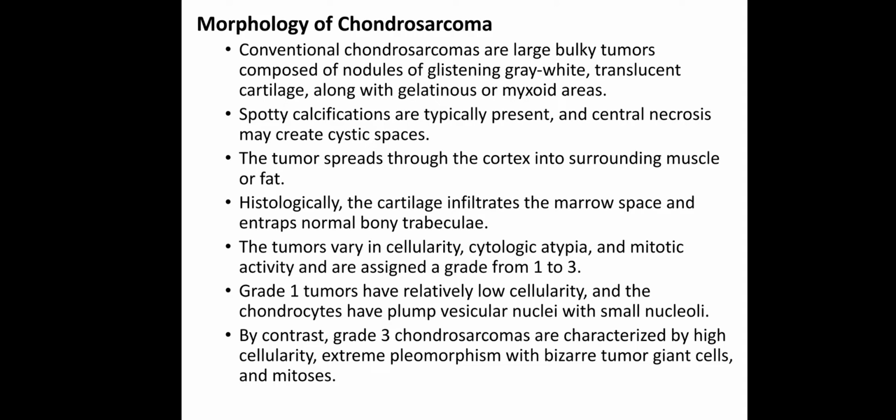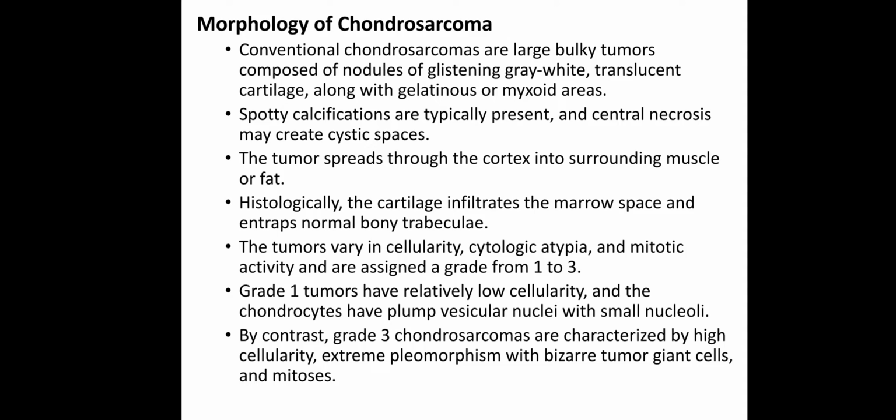The tumor varies in cellularity, cytological atypia, and mitotic activity, and is assigned a grade from 1 to 3. So we divide chondrosarcoma into grade 1 to 3 according to the mitotic activity, the cytological atypia, and the cellularity of the tumor. These 3 characteristics give us the grading system of chondrosarcoma.